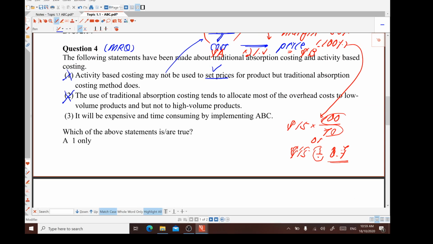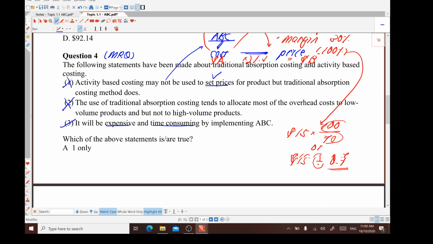And number 3. It will be expensive and time consuming to implement ABC. What do you think? Yes, this is very true. When I mention it is expensive, it's because when you switch to ABC, you have to get ready for all different types of software and hardware, because you must have a strong information system to support all the data gathering, processing, and analysis, right? So it could be quite time consuming.